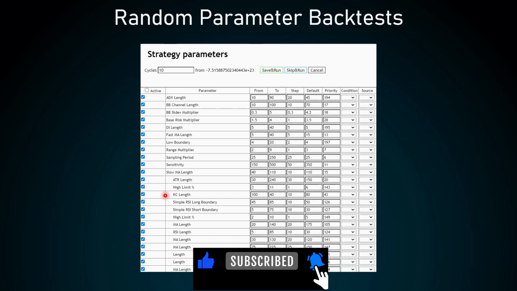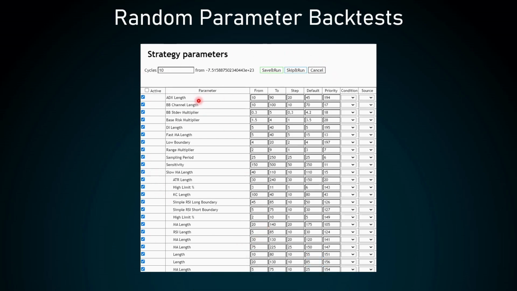In an optimizer like this, you can set up the parameter ranges for each parameter in your strategy to get optimized. I use optimizers like this to create my complex optimizations for the Smart Trader tier members.